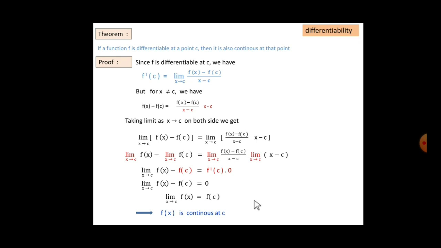Next is the corollary. In this corollary, it is the same. It is not only for one function. It is true that every differentiable function is continuous. It is not only one function. This is true for any function. If it is differentiable, then it is continuous.